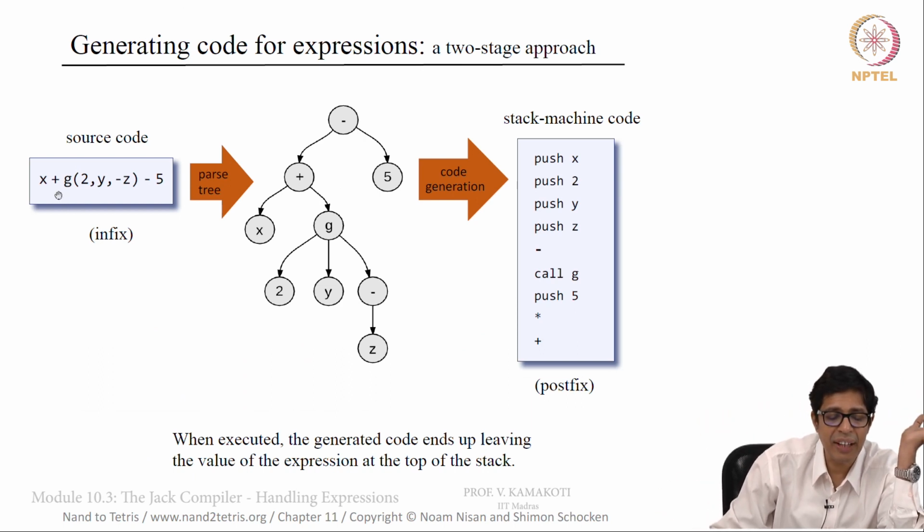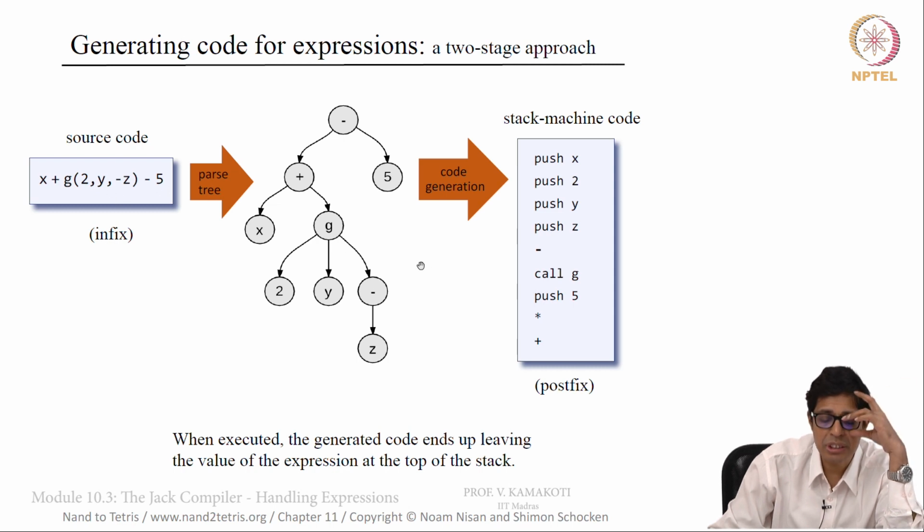Essentially, if I have x plus g of 2 comma y comma minus z, minus phi, g is a function call, and x and phi are variables. So this is how we generate this parse tree. We'll just have x plus g of 2 comma y comma minus z, minus phi.